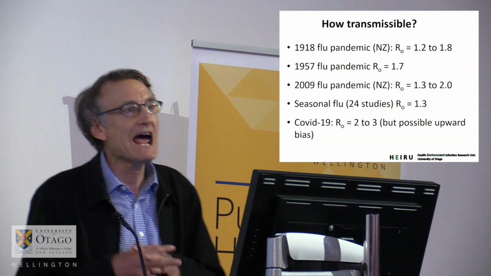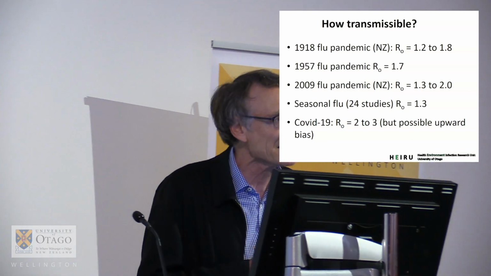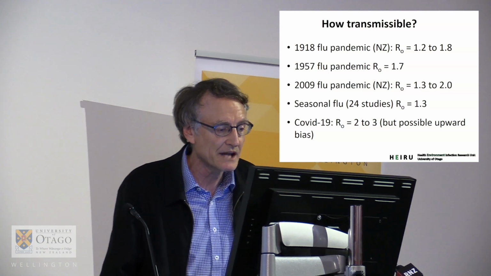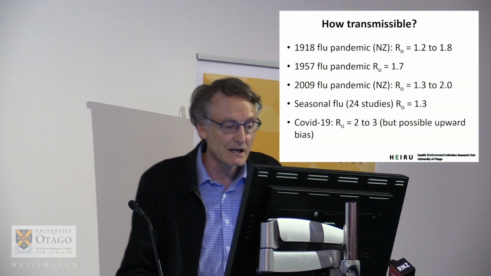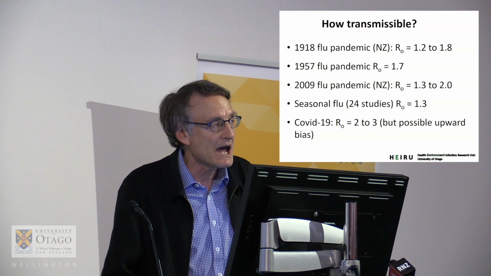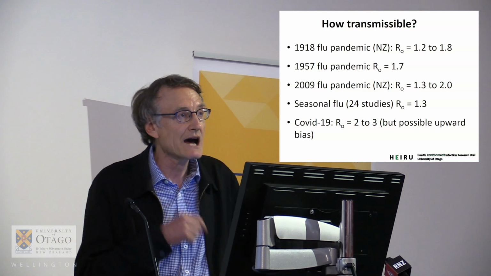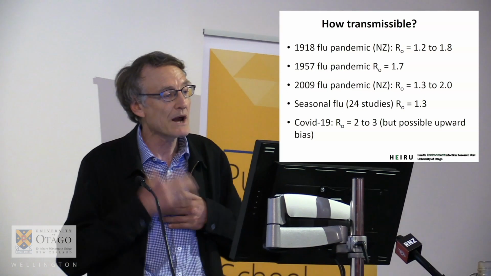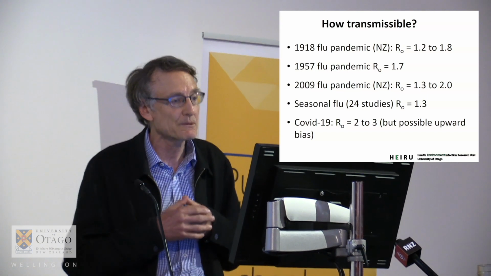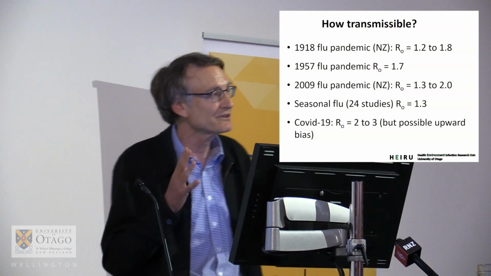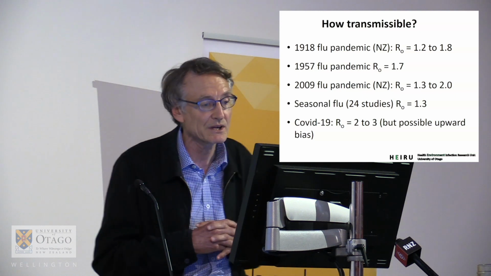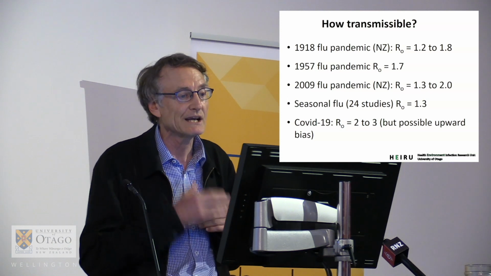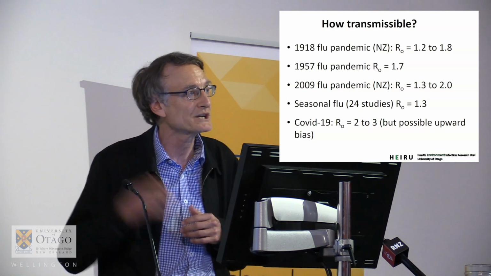So now thinking about how transmissible some of these past pandemics have been and the relevance to the new COVID-19 coronavirus. So a reproduction number, R naught, relates to the risk of one person, how many people do they typically infect. So back in the 1918 influenza, we calculate from a range of New Zealand studies that the average infected person infected 1.2 to 1.8 other people.